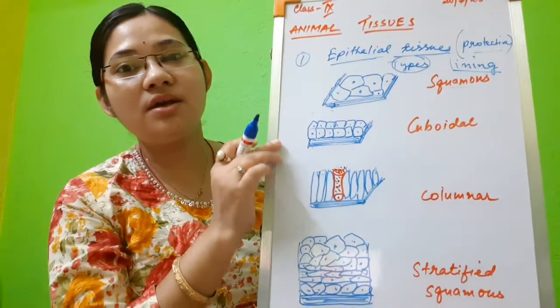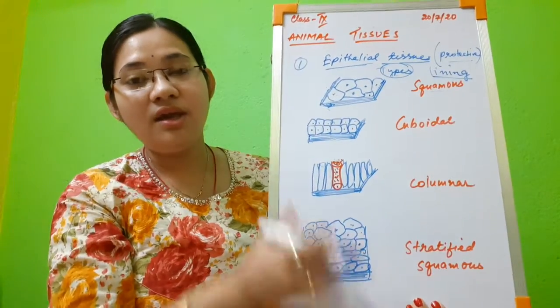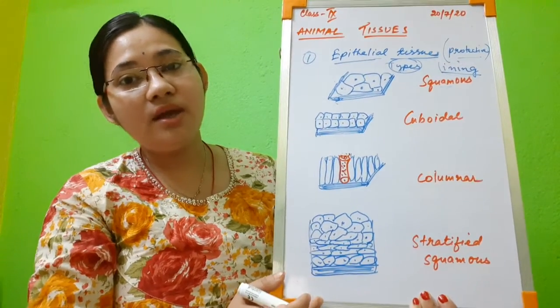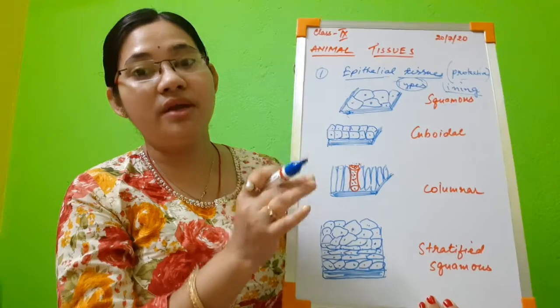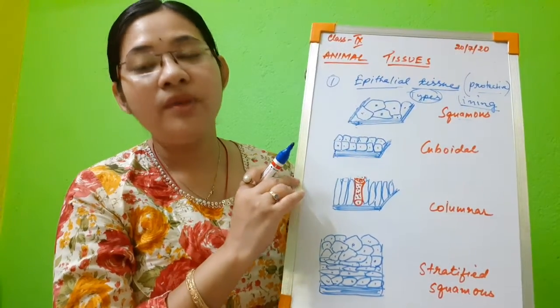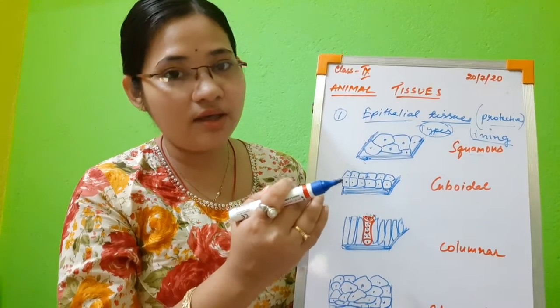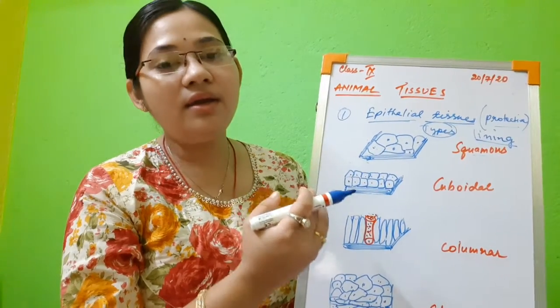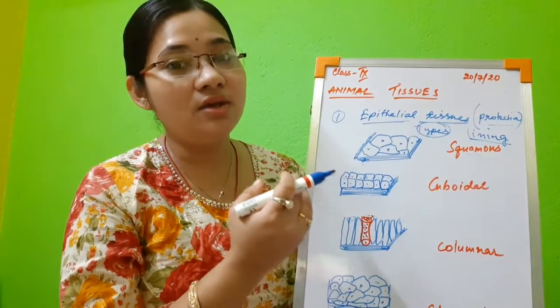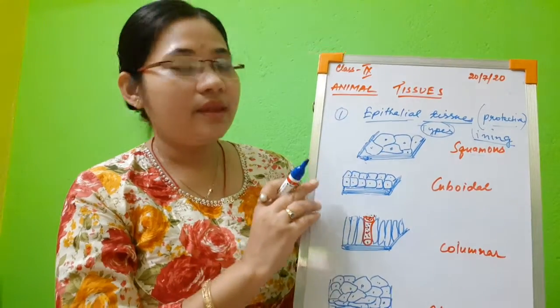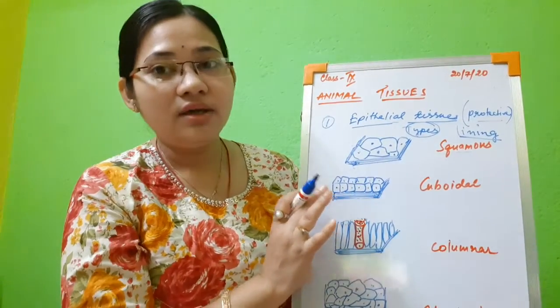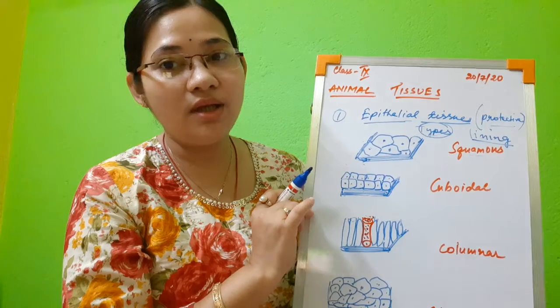Now the characteristic of epithelial tissue: you can see that almost all the tissues are present on a basement membrane. So it is a characteristic feature. Also the cells of this tissue are adjacent to each other, they lie very close to each other and intercellular space is usually absent. They are close to each other. These are some of the characteristics of epithelial tissue.